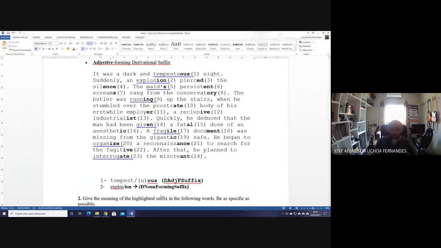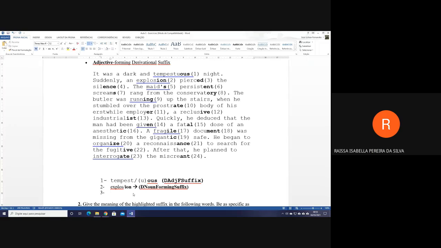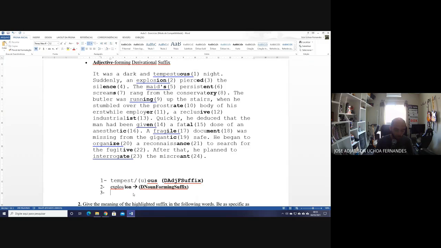Pierced. What does it sound like for you? The number 3. How did you solve this? The final ed is what? I put verb forming derivational suffix. Yeah, let's see. We have the word pierced, and we are interested just in the final ed.